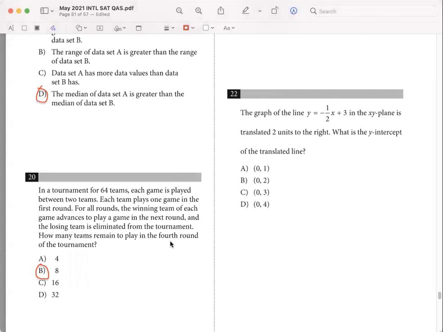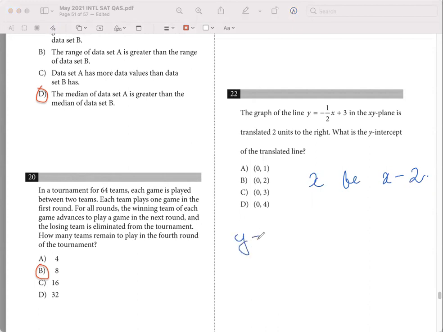22. The graph of the line y equal to negative half x plus 3 in the xy plane is translated 2 units to the right. What is the y-intercept of the translated line? Okay, so 2 units to the right means that x can be replaced by x minus 2, right? Because 2 units to the right indicates replacement of x, right?